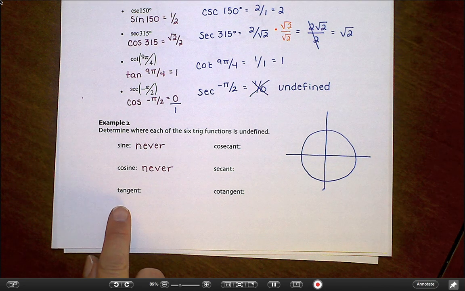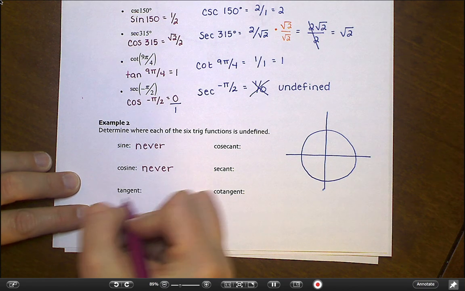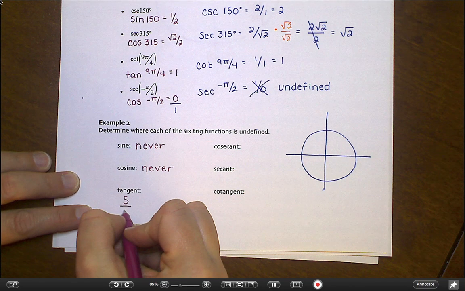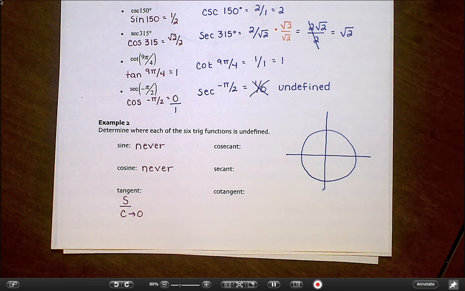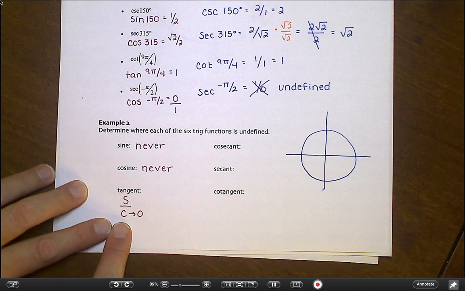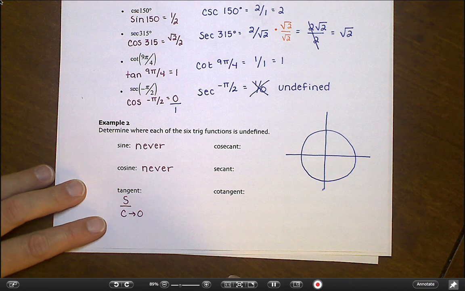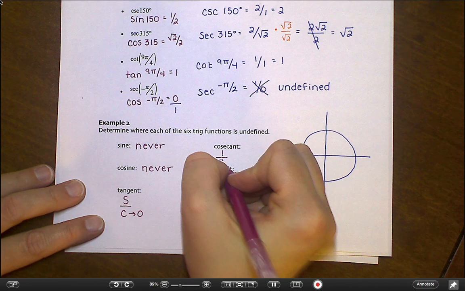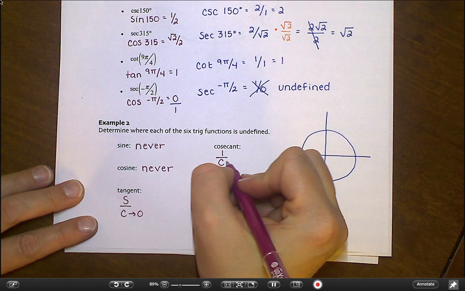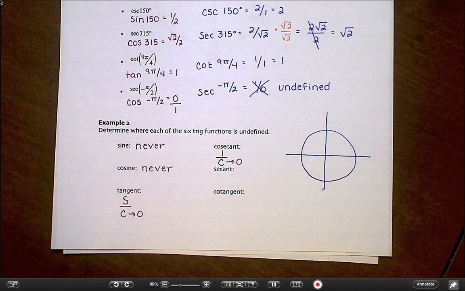Tangent. We've talked about tangent before, right? Having undefined values. That tangent on the unit circle is equal to sine over cosine. So anywhere the cosine is equal to 0, we're going to have undefined values. Let's just leave that there for just a second. Let's talk about these three real quick, and then I'm going to associate that back to the circle. So the cosecant is 1 over the cosine, we said. So just like the tangent, anytime the cosine is equal to 0, we're going to have undefined values.